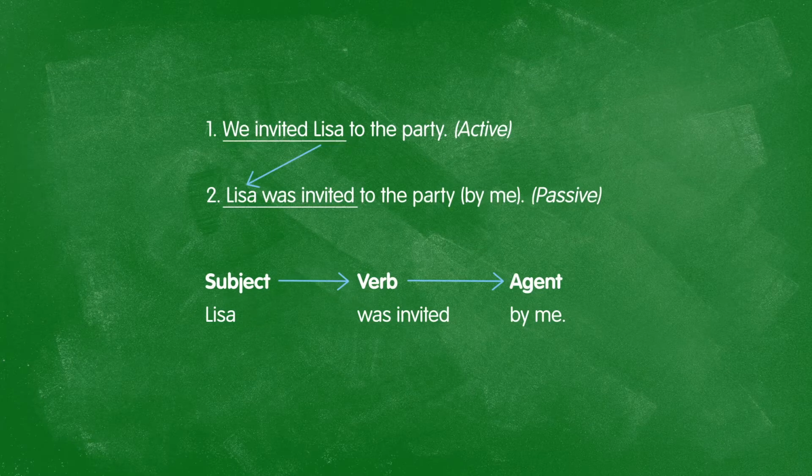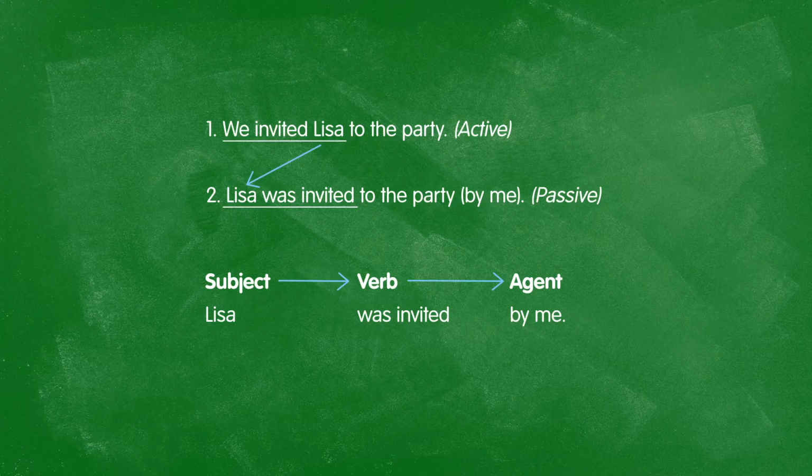So now let's look at how to form the passive voice. If I say something like, we invited Lisa to the party, here I'm speaking in active voice. We invited Lisa. We, the subject, is doing the action. So the order of the sentence goes something like subject, verb, object. However, what if I want to change things up a bit and say, Lisa was invited to the party? Here, the subject is receiving the action of the verb.